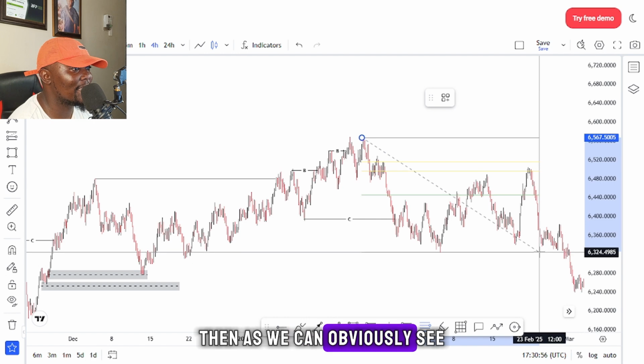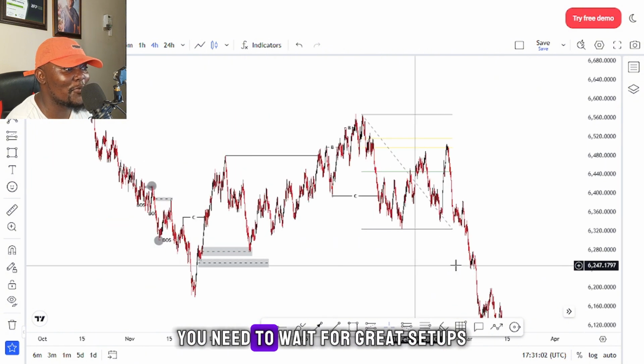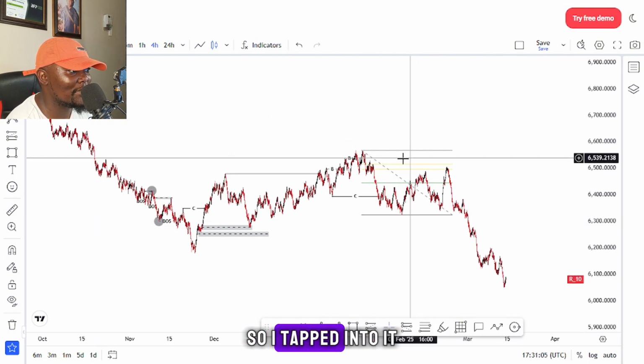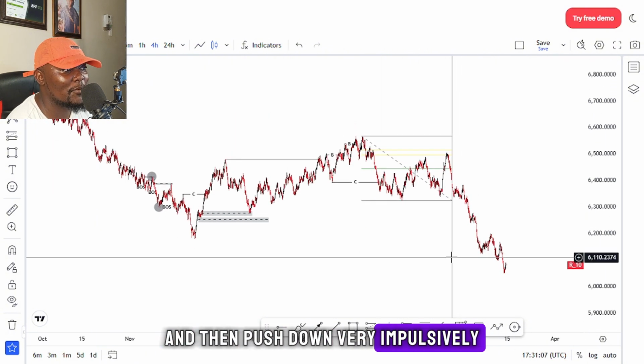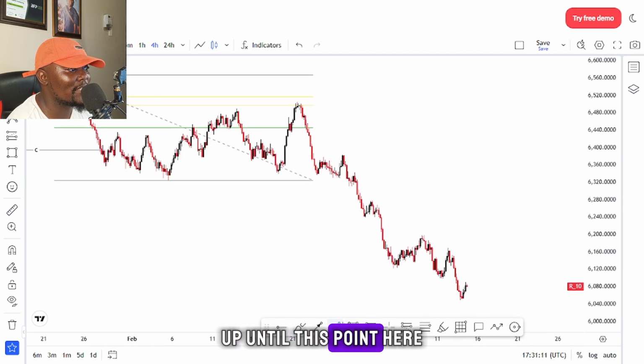Then as you can obviously see, the market tapped into that area of interest to a T, guys. So that is why I'm saying that you need to wait for great setups. So it tapped into it and then pushed down very impulsively, whereby we didn't get any structure up until this point here.